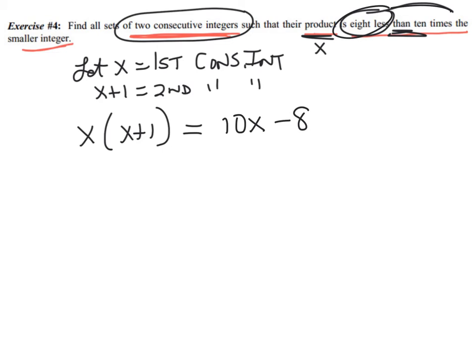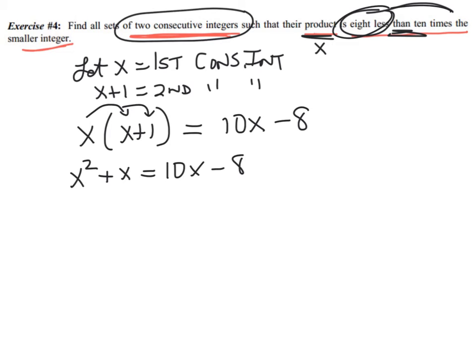So there's our equation. So we got to start solving. Well, I hope you see this right away and you want to start and distribute. So you should get an x times x is x squared. X times 1 is x equals 10x minus 8. Now, is this x squared going anywhere? No. So if it's not going anywhere, get everybody on the one side.